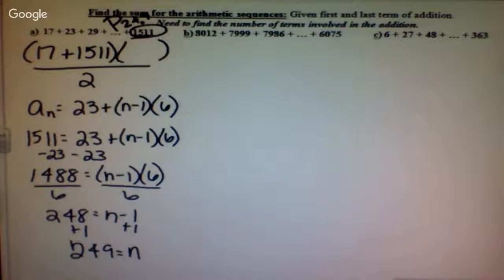And again, if I'm going from 0 to 249, that's actually 250 numbers. So I'm plugging in 250. I didn't get that first subtraction to the end. 191,000.